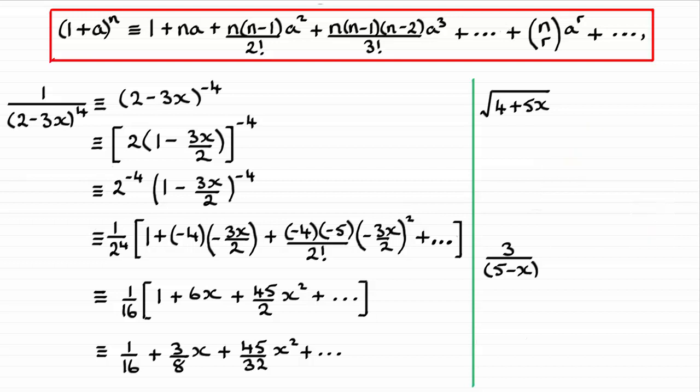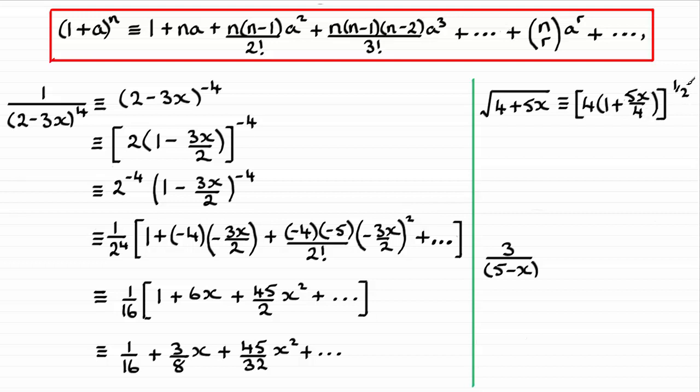Okay, welcome back then. If you had a go, let's see how you got on. Well, being a square root, it's going to be 4 plus 5x all to the power half. But if I pull out 4, then you should have this result here: 4 times all of 1 plus 5x over 4, all to the power half.